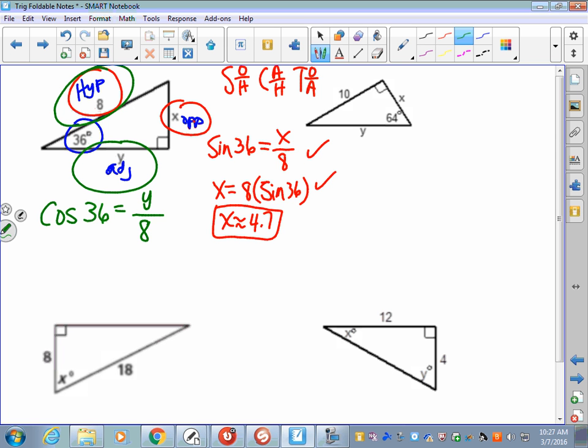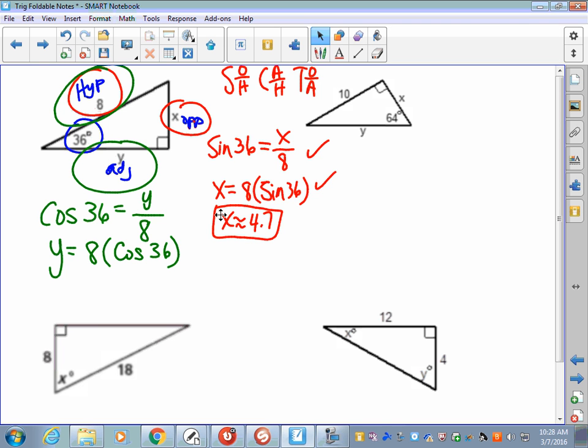Again, where is the variable? On the top. So when it's on the top, you just multiply. Y would equal 8 times the cosine of 36. You're now just putting that into the calculator. You're going to have to physically type that in, get your answer, and round to the nearest tenth. Yeah, y is approximately 6.5.